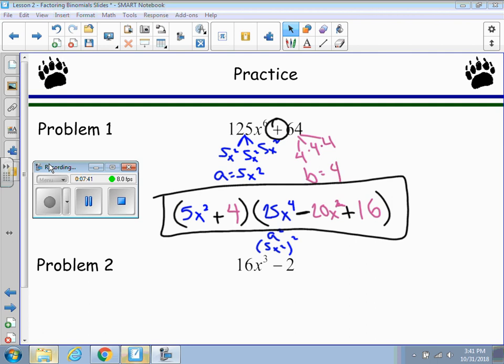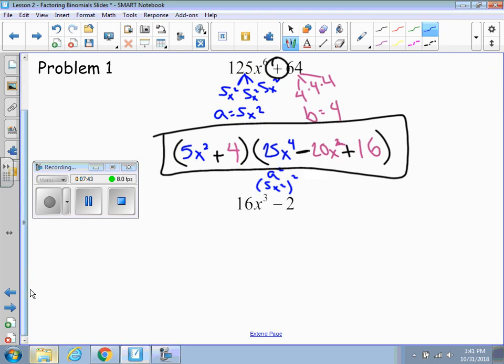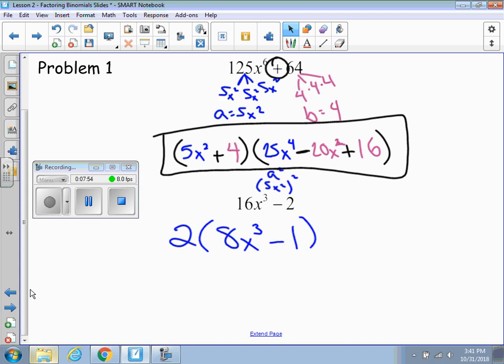The last one, is there a GCF other than 1? Yes. This time we have a 16 and a 2, so we can take out a 2 from both of them. That leaves us with 8x cubed minus 1. Now look inside your parentheses because we know the 2 is already fully factored. So 8x cubed minus 1. How many terms? 2. Squares, cubes, or neither?